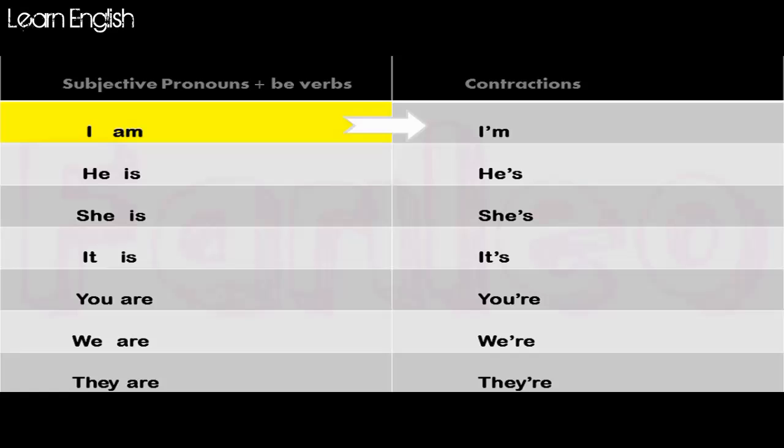Alright, the first example that we have is I am. Now I is the subjective pronoun while the be verb is am. So in the contractions we get I'm. The next one is he is. He is again the subjective pronoun while the be verb is is. So we get he's. The next one is she is. Now she is the subjective pronoun while is the be verb. So we get the contraction she's.